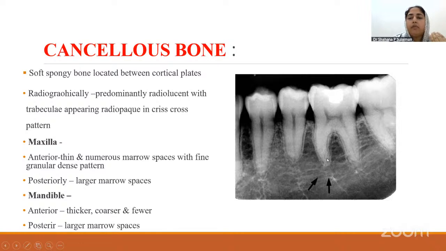And when we take a mandibular molar radiograph, especially in the furcation area, you can appreciate that the cancellous bone, the bone septae, is arranged in a ladder-like pattern. So you can appreciate a step ladder pattern in such areas.